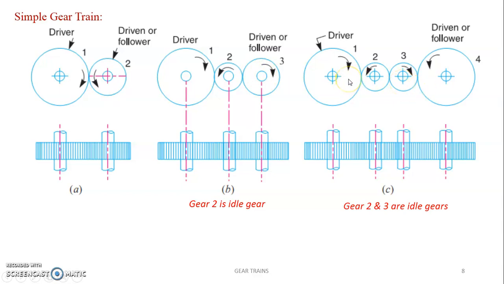So in the third example, gear 1 is clockwise, gear 2 anti-clockwise, gear 3 again clockwise, and gear 4 again anti-clockwise. In other words, if I want the driver and the follower to rotate in the same direction, then I should have an odd number of idle gears. Similarly, if I want the driver gear and the driven gear in opposite directions, then I need an even number of idle gears.